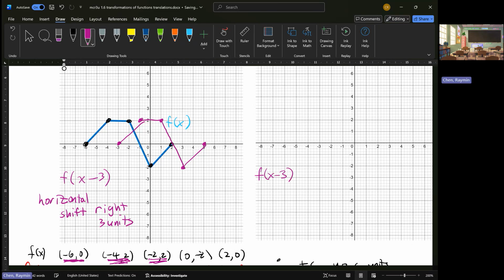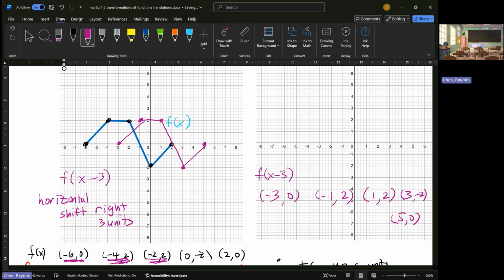So that negative 6, 0, I apologize, I'm going to be writing it over here to the right. Notice what it becomes. Negative 3, 0, negative 1, 2, 1, 2. I should have given myself more room. 3, negative 2. I apologize, this is down here. 5, 0.